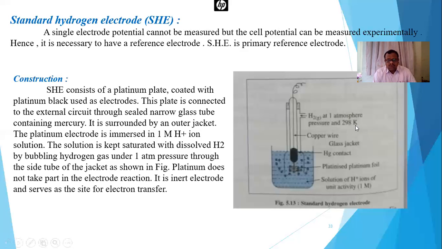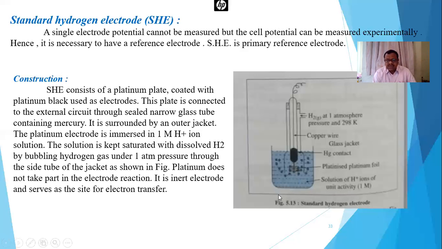This platinum plate plays a very important role. It does not take part in the electrode reaction, as platinum is an inert element. So this inert electrode serves as a site for transfer of electrons. In this way, this is called the construction of the standard hydrogen electrode. Again, I repeat, it is a primary reference electrode.